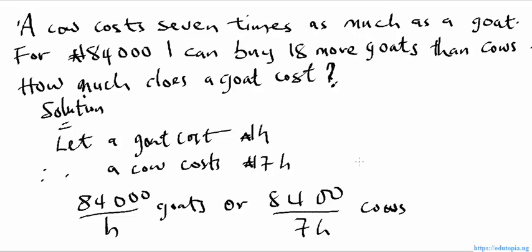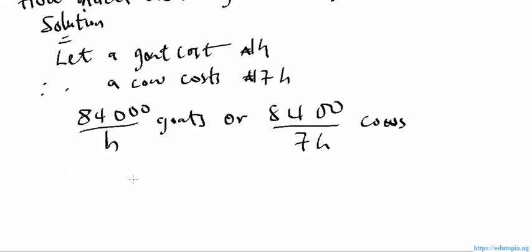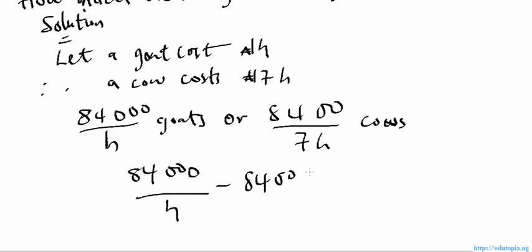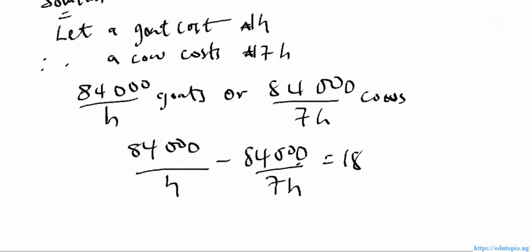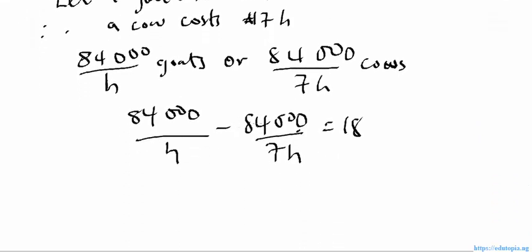Now we proceed and say 84,000 over H minus 84,000 over 7H is equal to 18. Now let's take a look at the sentence: I can buy 18 more goods than cars. That's why I have to put the subtraction here.